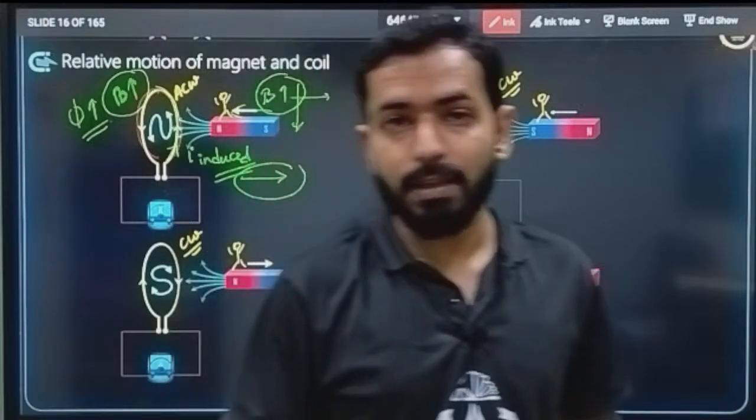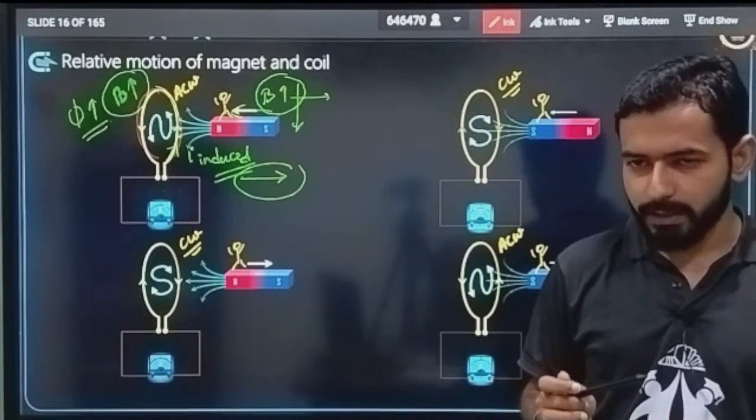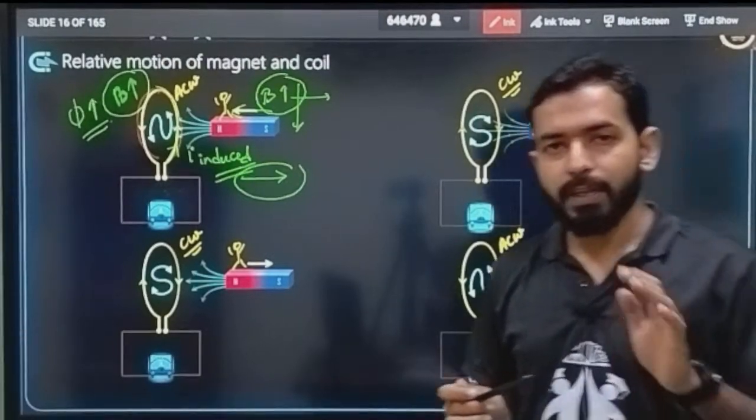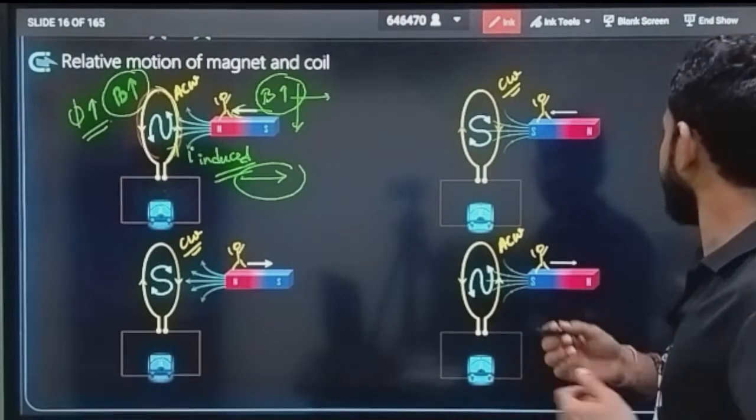That means it is trying to decrease the magnetic field. Is it clear? Not clear? Let's understand one more example. I will make you understand what this cause is and everything. See here, just understand, be with me.